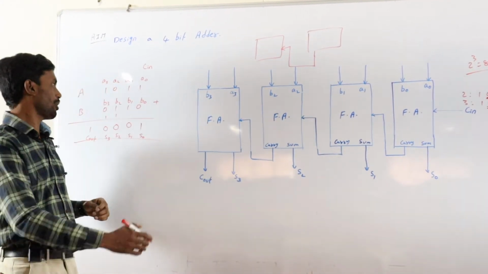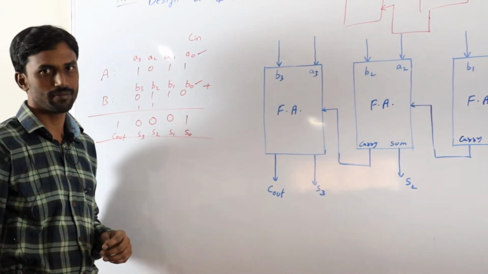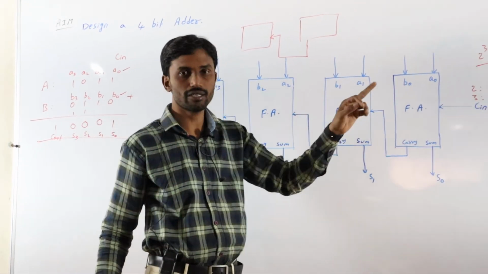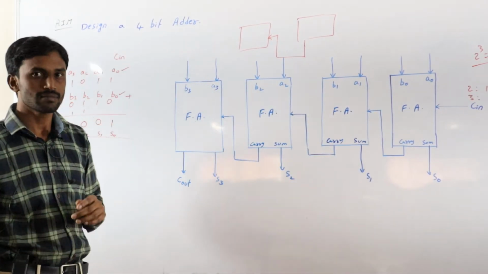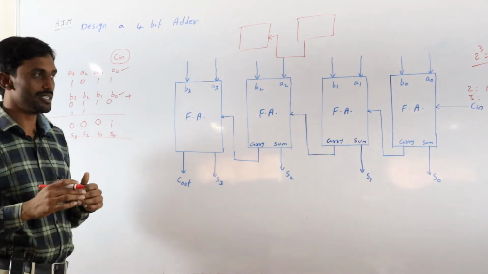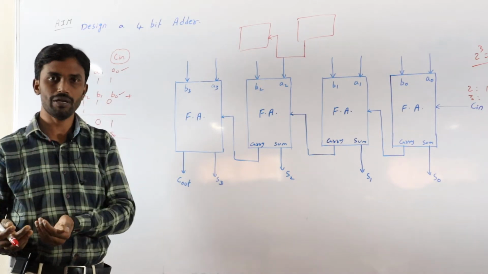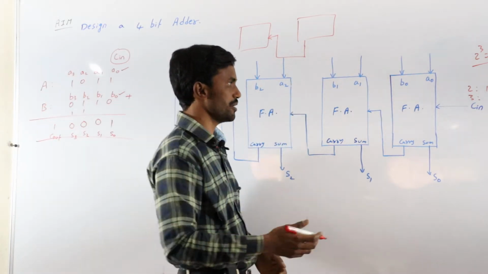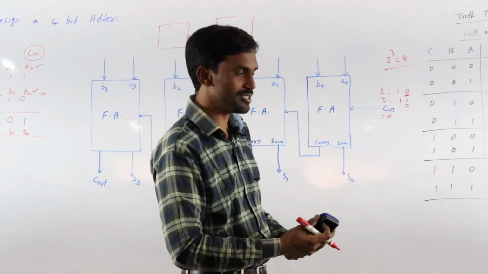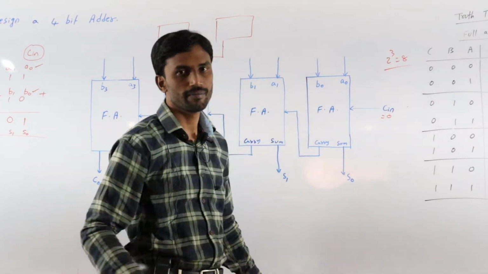For the first full adder, you observe A0 and B0 are connected as the inputs. And if we observe, Cin is also connected. What is the Cin? This is the output from the previous stage. If you do not have any previous stage, then imagine this is 0. Cin is 0. If you have any previous stage, then you might have a Cin, but don't bother about it.